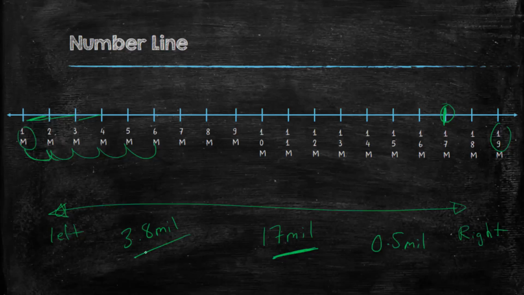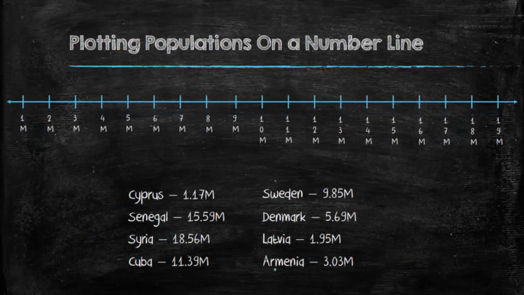If we were to plot 3.8, it's a bit harder, but it's not too hard. We know that the 3 million is right here and the 4 million is right here. 3.5 would probably fall somewhere here. So 3.8 would probably be right here. And the 0.5 million, well, that's under 1 million since this is 1 million and this is 0 right here. 0.5 would probably be somewhere around here. So this would be 0.5, this would be 3.8, and this would obviously be 17. Cool. Okay, let's look at some other examples.